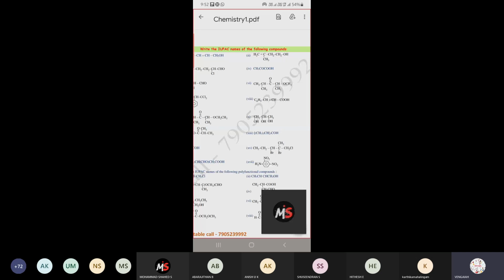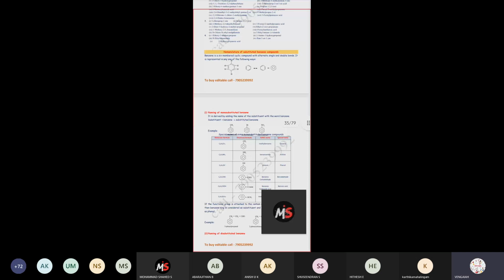That you can say substituted benzene. For example, they have given C6H5CH3. What can you write down? Methyl benzene. What I am saying is substituted benzene. So at the end of the name, what is coming? Benzene. So methyl benzene, like that you can write down. Okay, like that they have given some compounds.